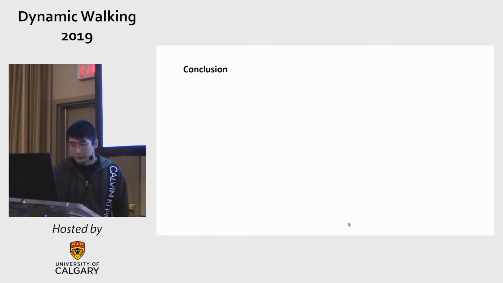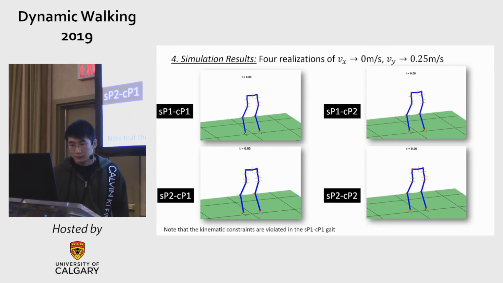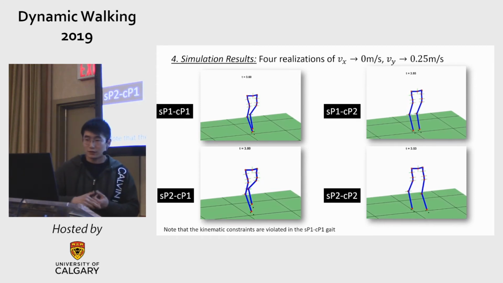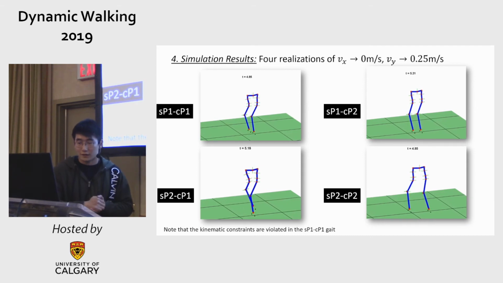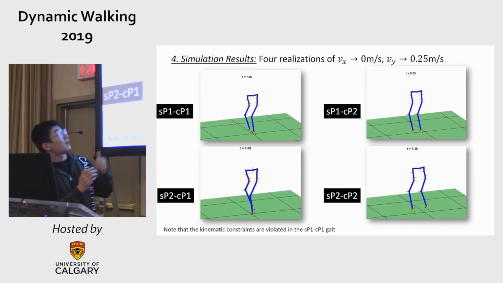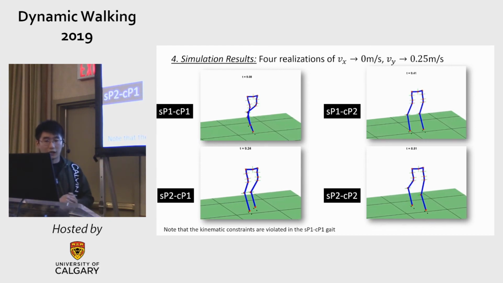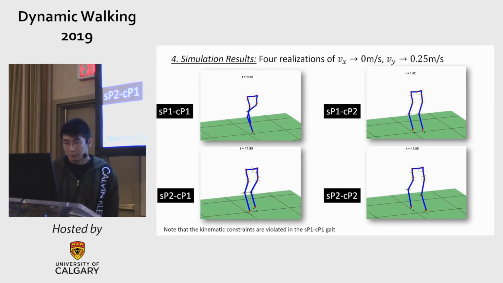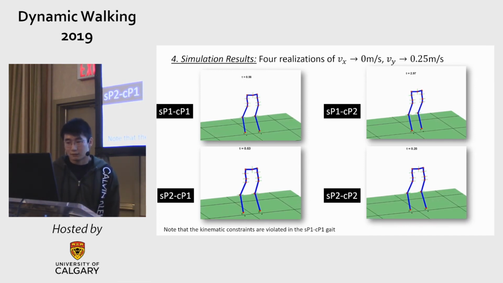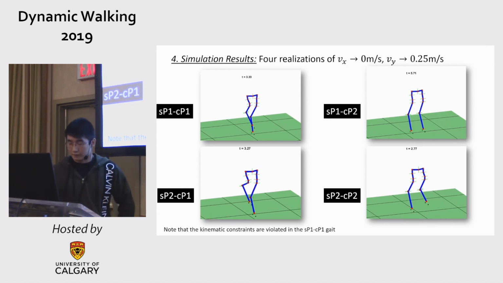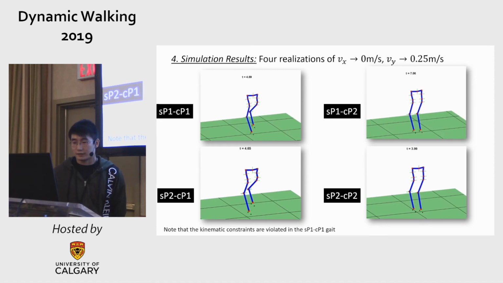Okay, let me go back. So we can implement the four realizations of the walking, based on the composition of the P2 and the P1 orbit. So this is the realization for a given desired velocity. That one, P1, P1, is not physically feasible because the kinematic constraints are violated. But for the other three, it's okay. So you can walk in different fashions to go to a desired velocity, having the fixed stepping frequency.